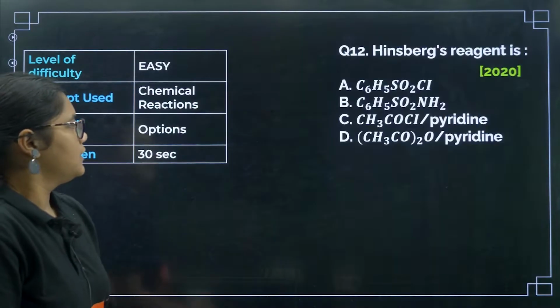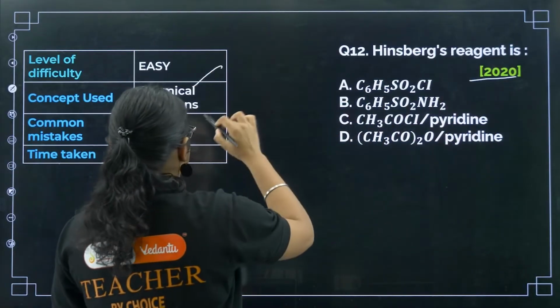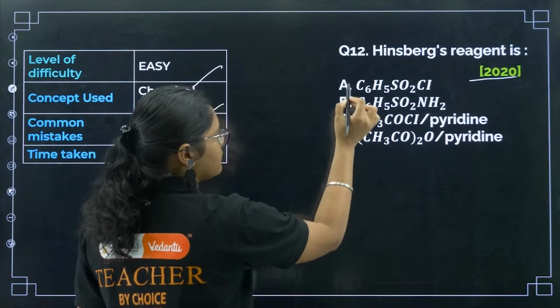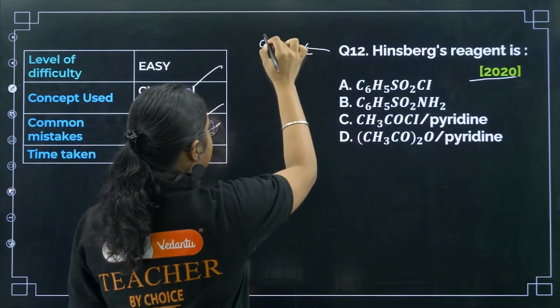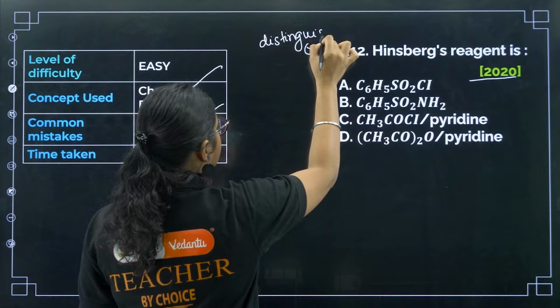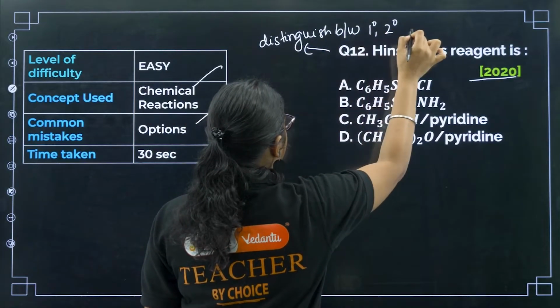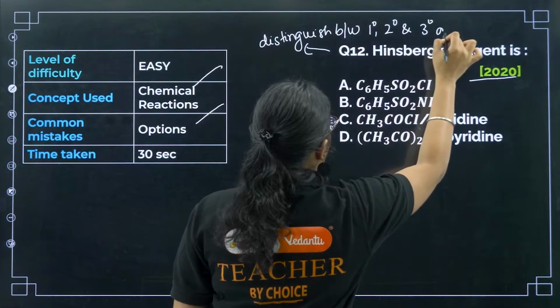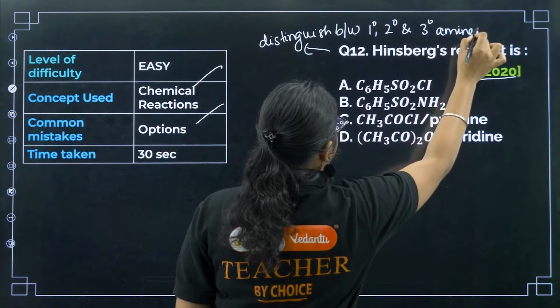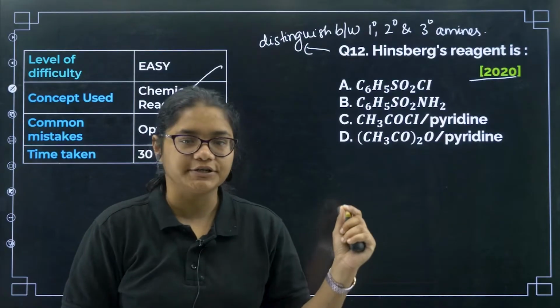Next, Hinsberg reagent is a 2020 question, very easy question this one. So Hinsberg reagent, if you remember, what is the use of this one? It is used to distinguish between primary, secondary and tertiary amines, right? Primary, secondary and tertiary amines.